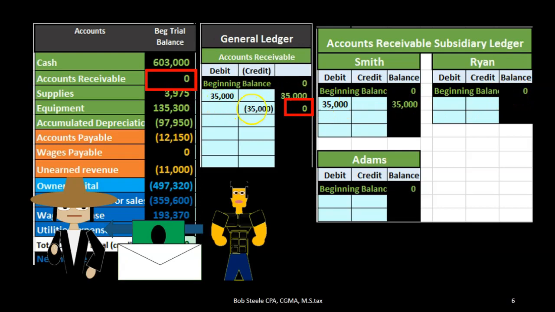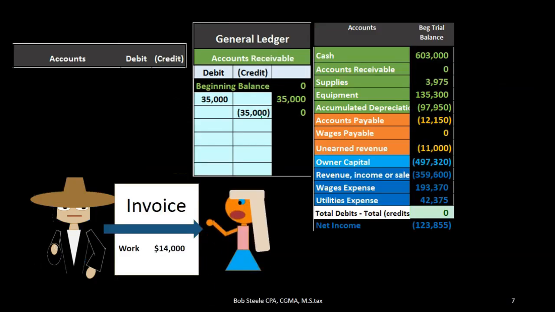Meaning trial balance now at 0, general ledger now at 0, the subsidiary ledger needs that same information. So we're just going to post that same information on the GL. It's the same thing that will be impacting the accounts receivable subsidiary ledger. However, it will be there by client or customer, bringing that balance down. We are back down to 0 on the subsidiary ledger for AR and the general ledger for AR and the trial balance for AR.